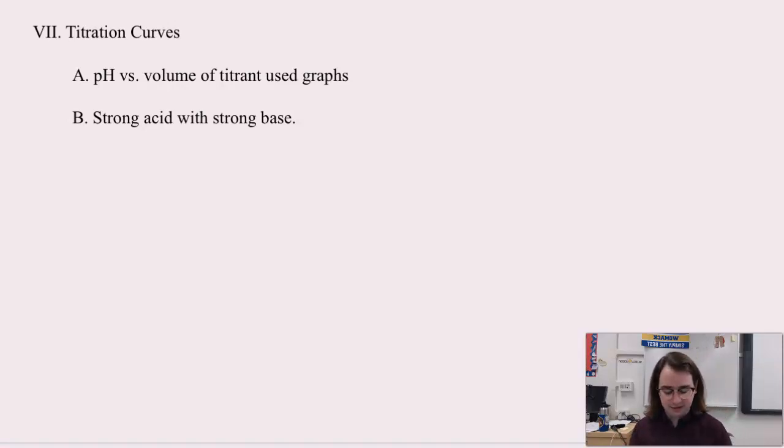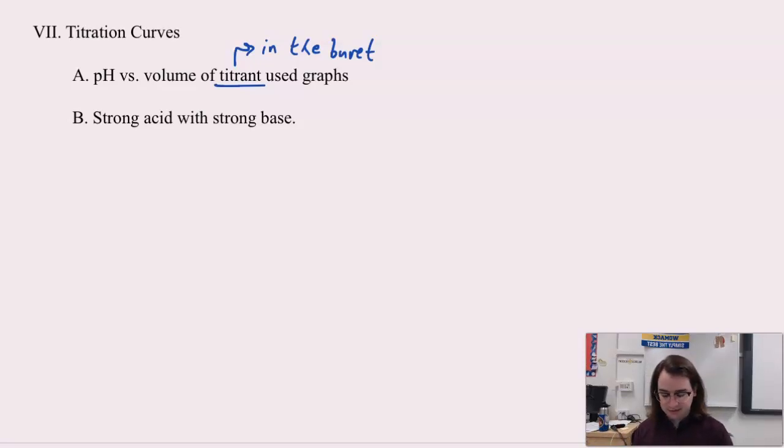Now understand a titration curve is set up showing the pH versus the volume of the titrant used. So titrant is a little bit of a vocab term. The titrant just means the thing that's in the burette. So that is what the titrant is. It's the thing doing the titrating. So let's look at a graph.